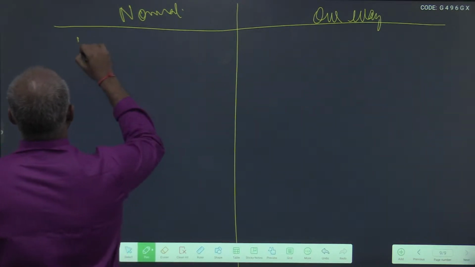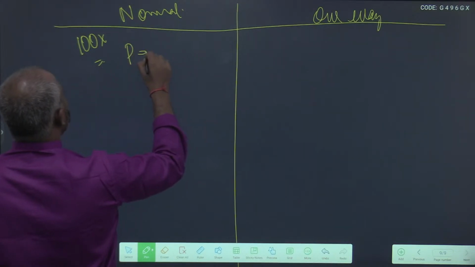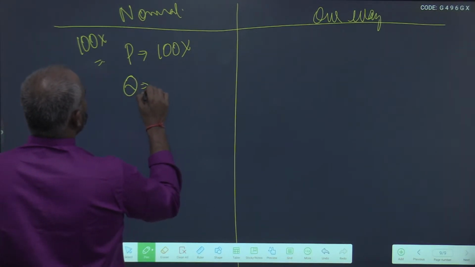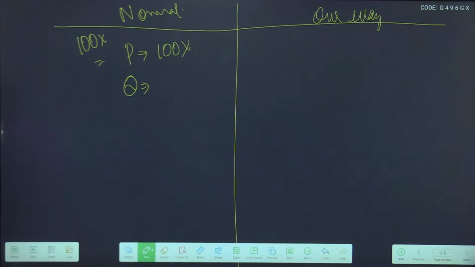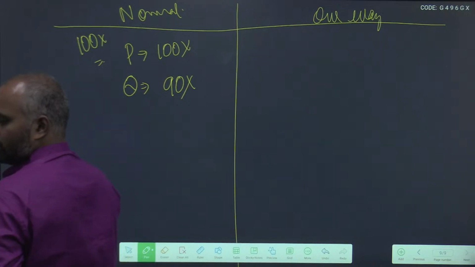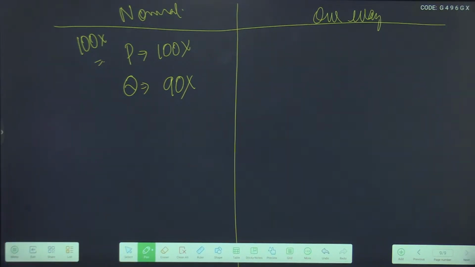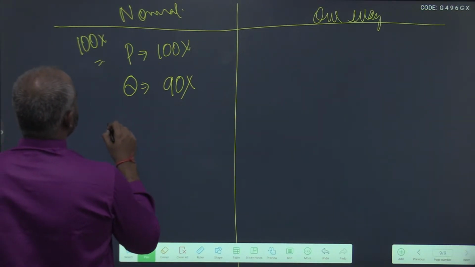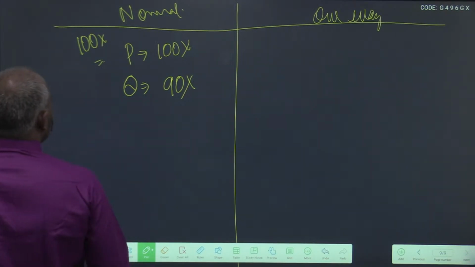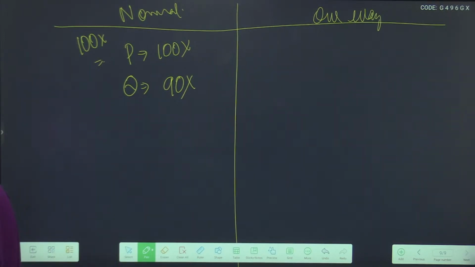So the normal way is just to assume some value. If P scored 100x marks, then Q scored 10% less than P, so Q would have scored 90x marks. And P scored 40 marks more than Q.